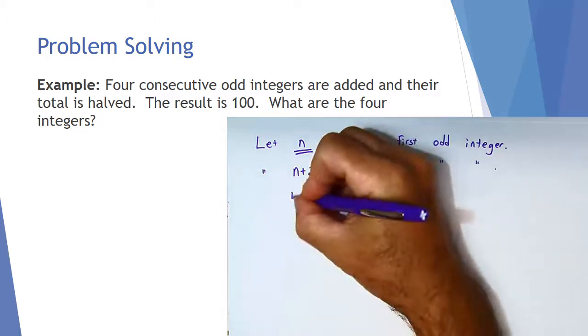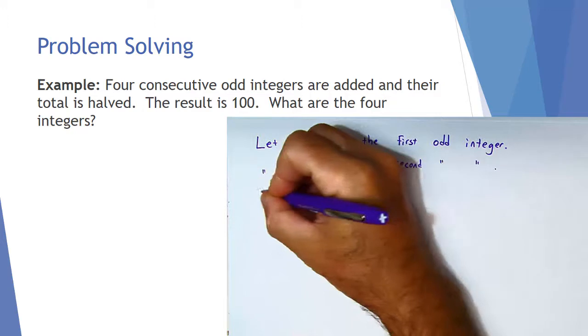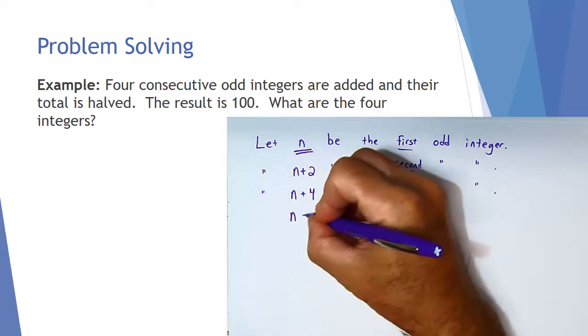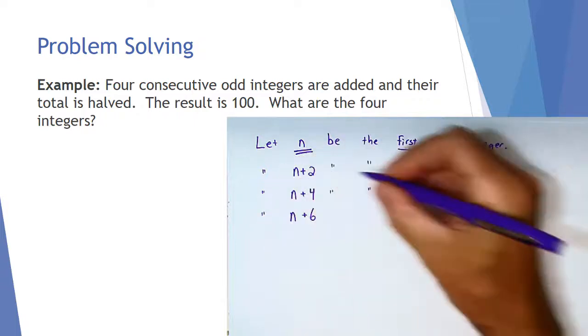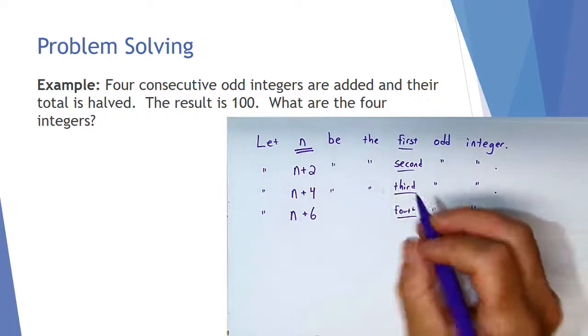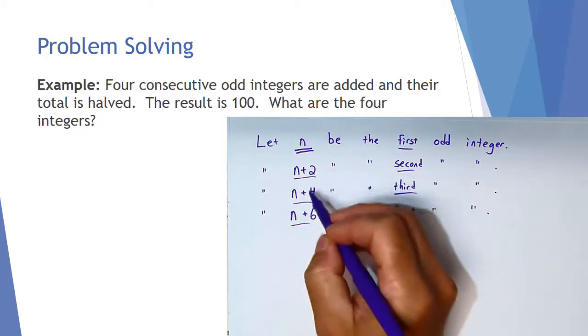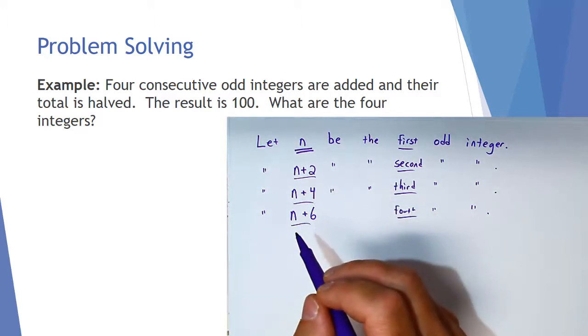And then 2 beyond that would be n plus 4. And of course, the last in this series would be n plus 6. That would be 2 beyond that. Okay, so here's our 4 consecutive odd integers: n, n plus 2, n plus 4, and n plus 6.